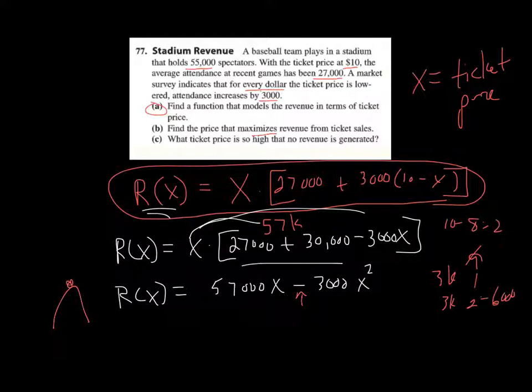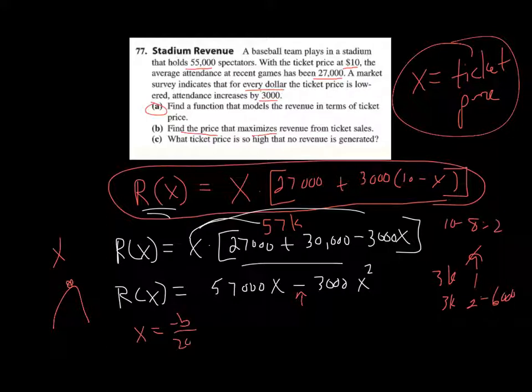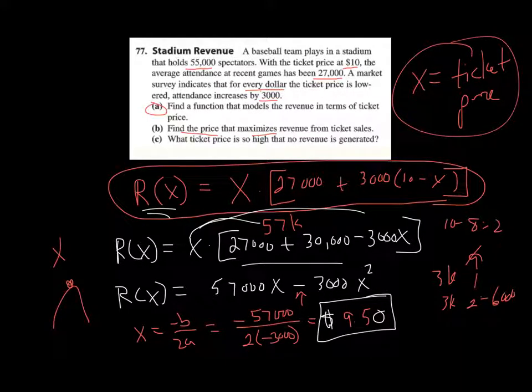For the maximum revenue, I need to find a price, and that's my x value. We said x was ticket price. So to find the x value, that's the opposite of b all over 2a. That's going to be the opposite of 57,000 all over 2 times negative 3,000, which is 9.5, or in reality, $9.50. So to maximize profit, we really don't need to lower the price very much. We're just going to lower it 50 cents, and that should maximize our situation.